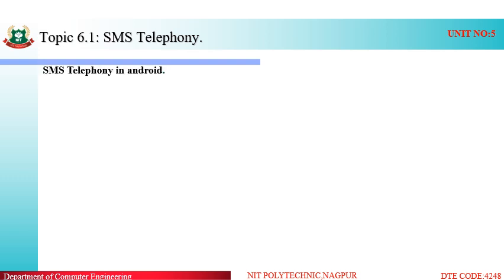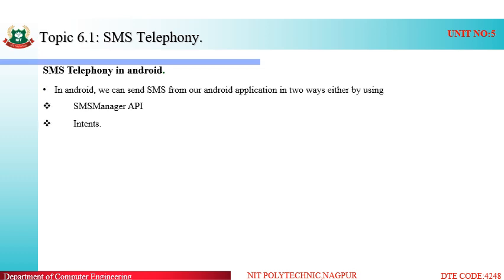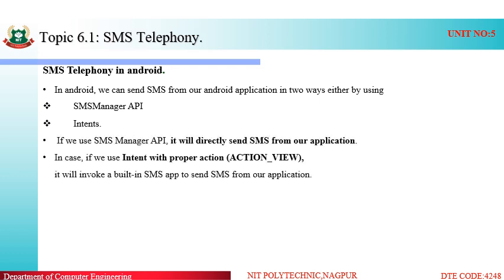Now coming to the SMS related service, also called SMS telephony in Android. In Android we can send SMS from our Android application in two ways. Either by using the SMS manager API, the ready-made API present inside Android Studio, or programmatically we can send SMSs using the intent object. If we use the SMS manager API, we can directly send the message from our application.